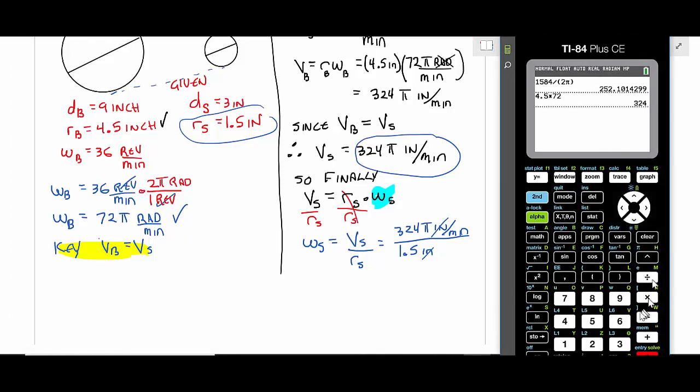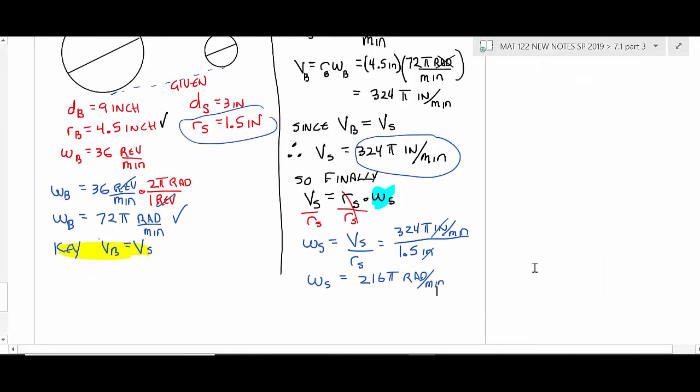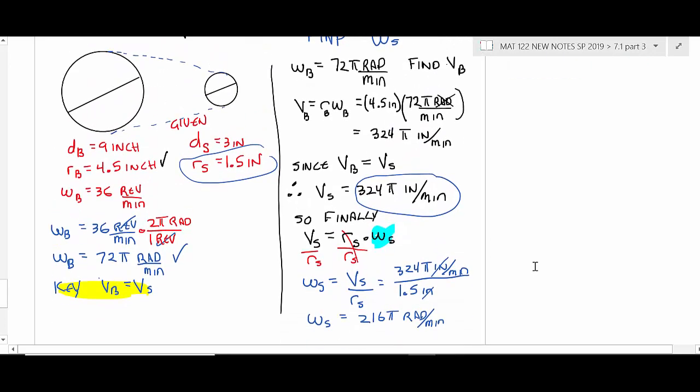So I just take my calculator and do 324 divided by 1.5, and that gives 216. Okay, so the angular velocity of the small is going to be 216 pi radians per minute. Now I'm going to do one more thing with this problem. I'm going to change this to revolutions per minute because I think you'll understand a connection in this problem a little bit better.